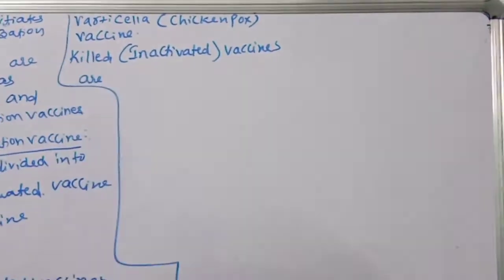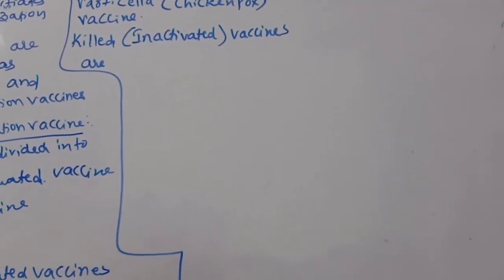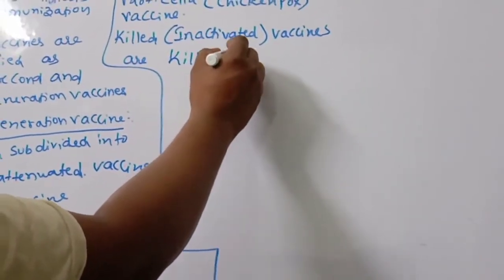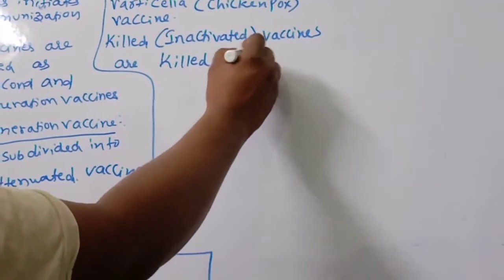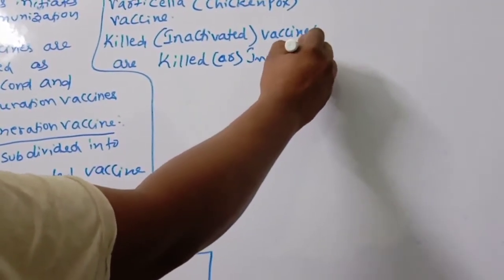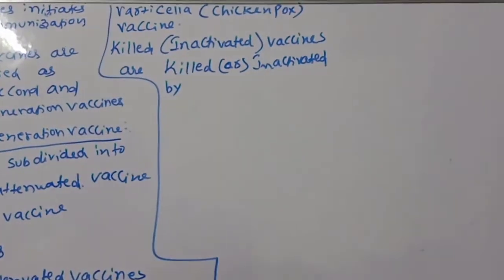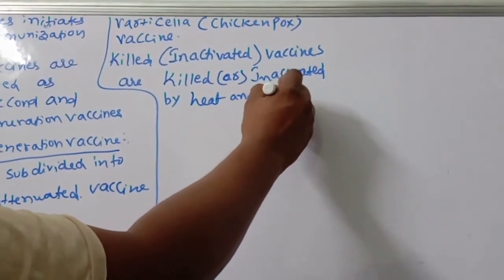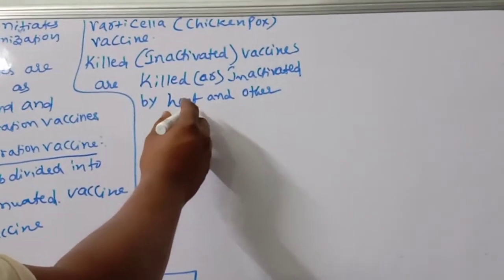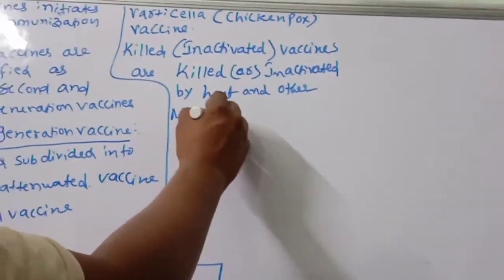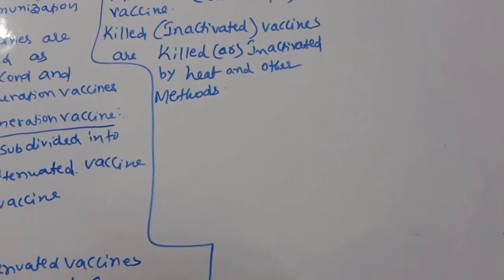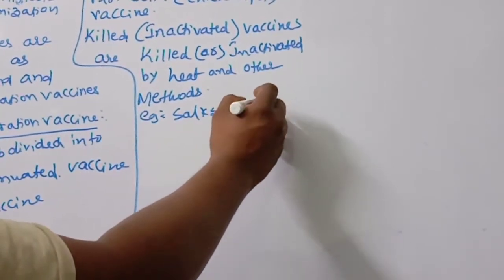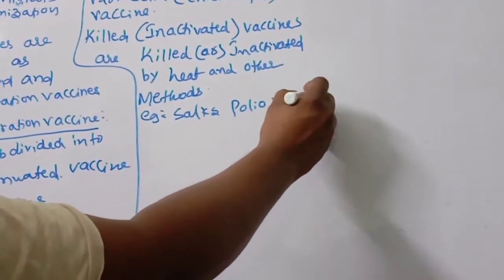Killed or inactivated vaccines are killed or inactivated by heat and other methods. Example, Salk polio vaccine.